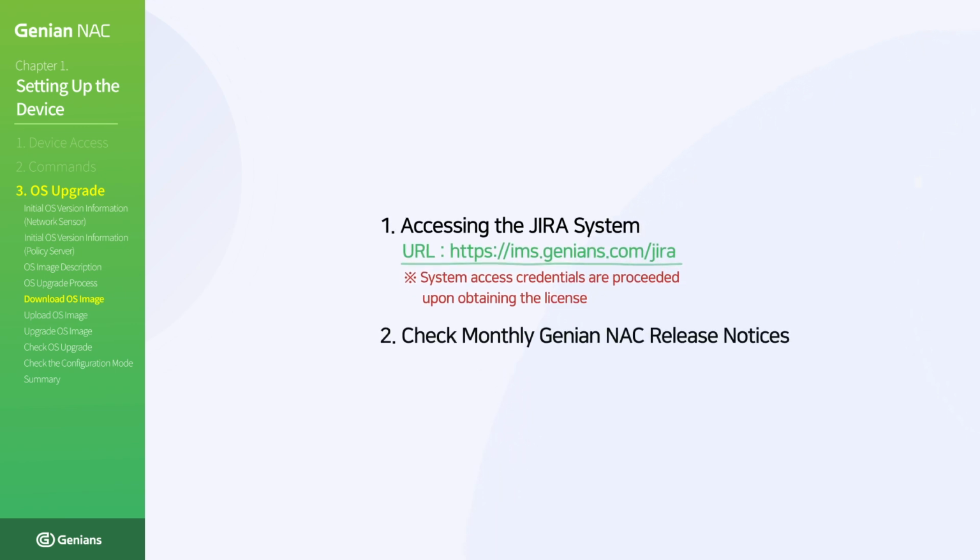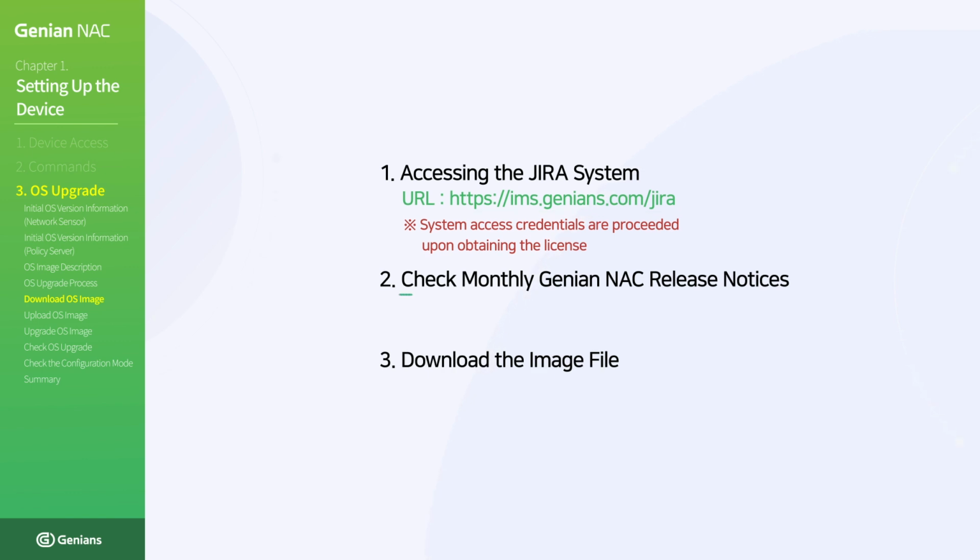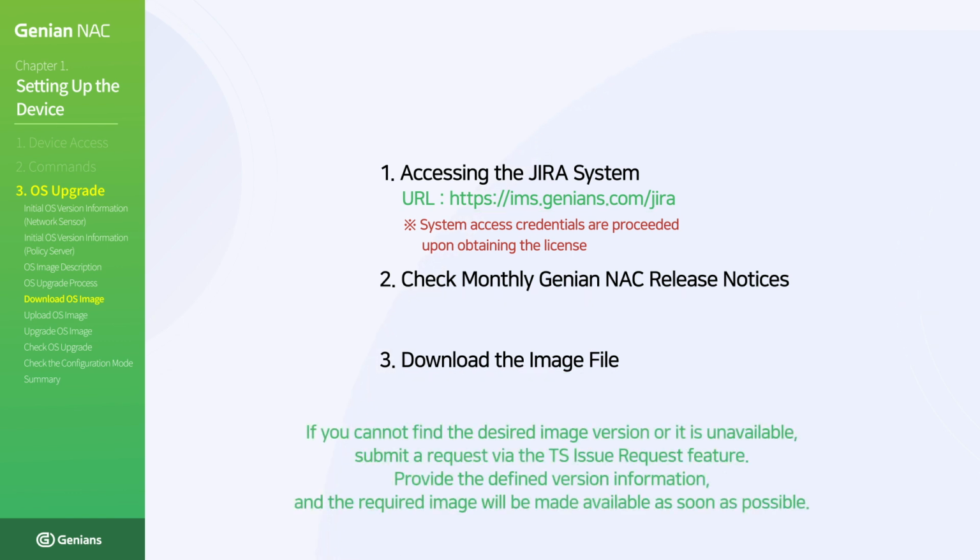After logging into the system, locate the TS Notices widget in the top left corner. Download the release image that matches your requirements. If you cannot find the desired image version or it is unavailable, submit a request via the TS Issue Request feature. Provide the defined version information, and the required image will be made available as soon as possible.